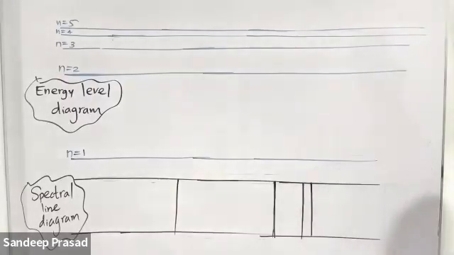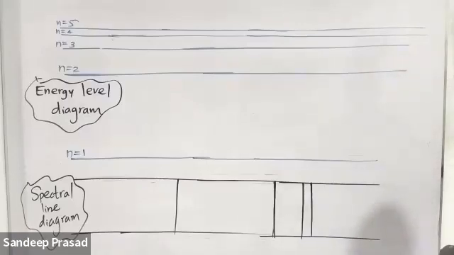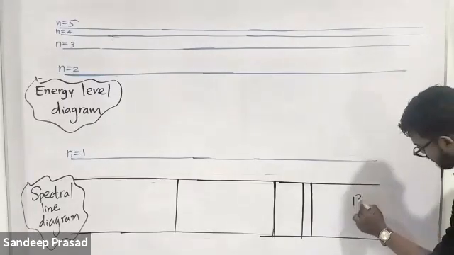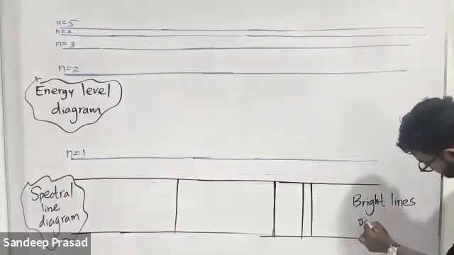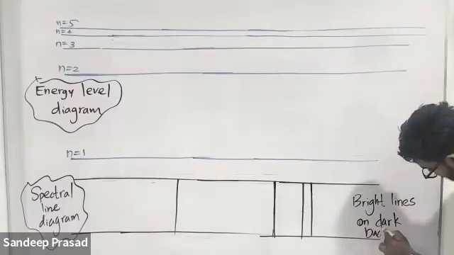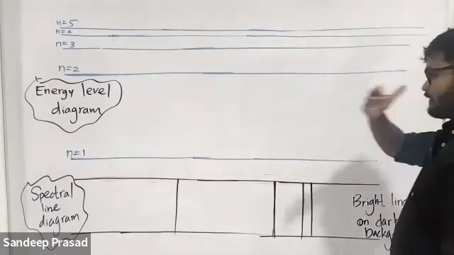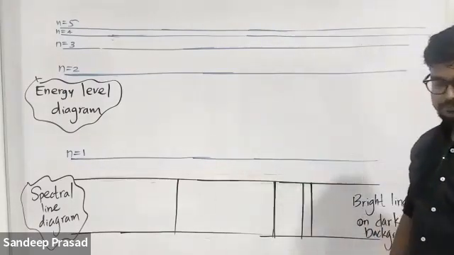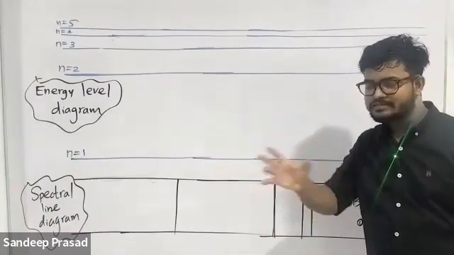In this way, right? So now these are bright lines on dark background. We know that, students, remember, this is emission spectrum. Electrons are emitting energy. At which instance are electrons emitting energy?